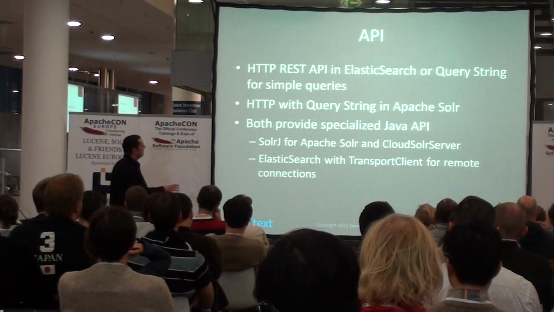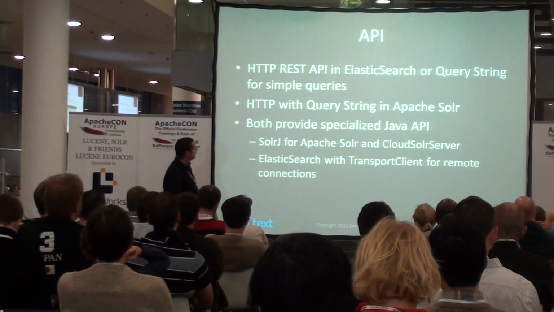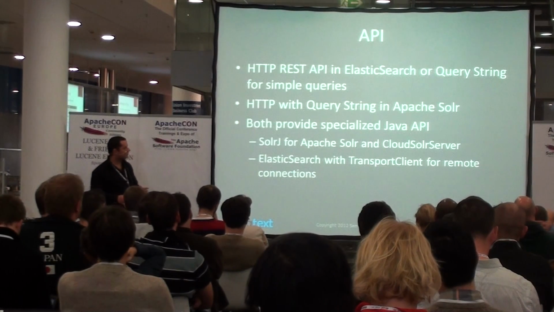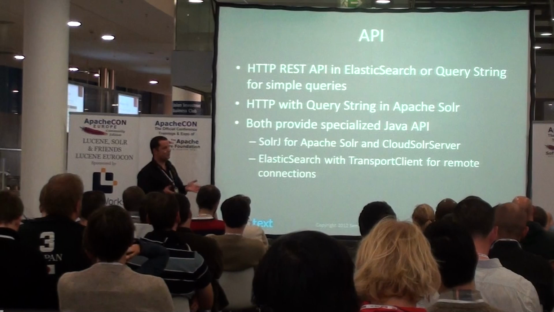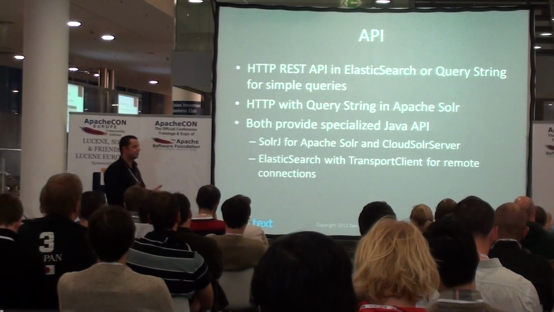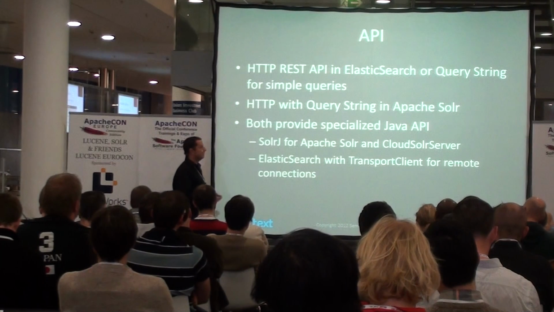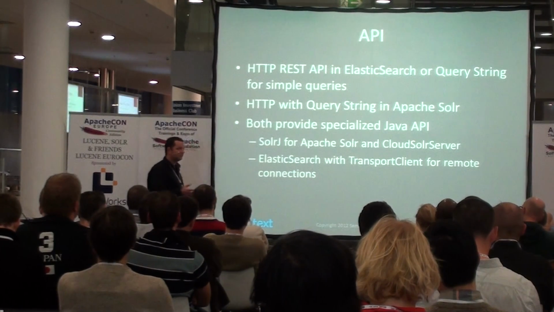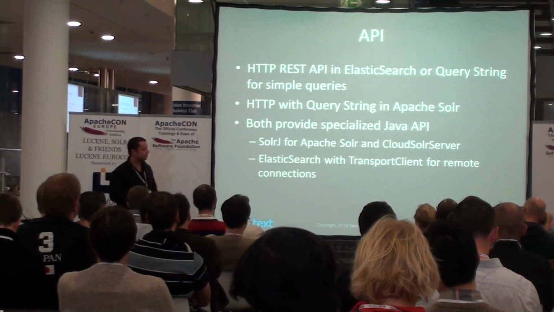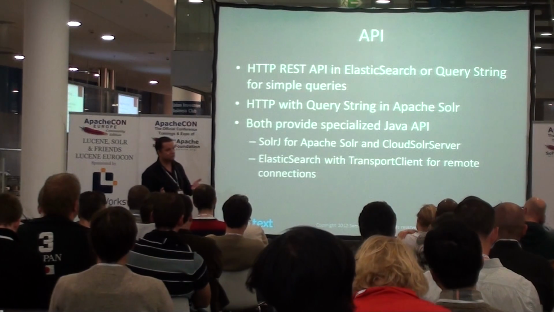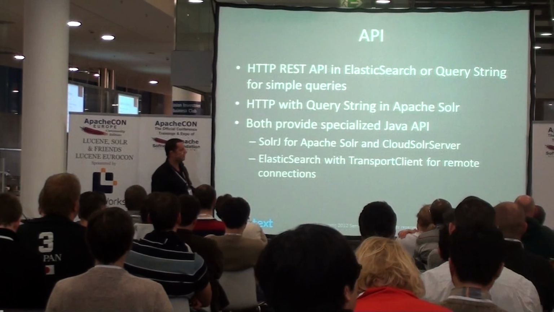So, again, both Solr and Elasticsearch allow us to use a query string for queries. In Solr, the query string is maybe not the most convenient, but it is the method we use to query. In Elasticsearch, it's not the only method. We can and should use structured JSON queries in order to make our queries. And they both provide a specialized Java API.